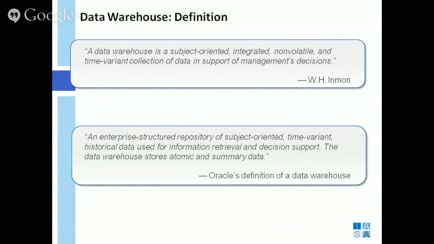So this was the basic definition. In simple words, it is a database built and designed for the purpose of analysis. Then we can look at a more refined version of the same definition, which Oracle keeps as its definition of a data warehouse: an enterprise structural repository of subject-oriented, time-variant historical data used for information retrieval and decision support. The data warehouse stores atomic and summary data. Here you see the refinement in terms of the basic terms and approach. This will be clearer as we go through the slides. Moving on to the next slide.